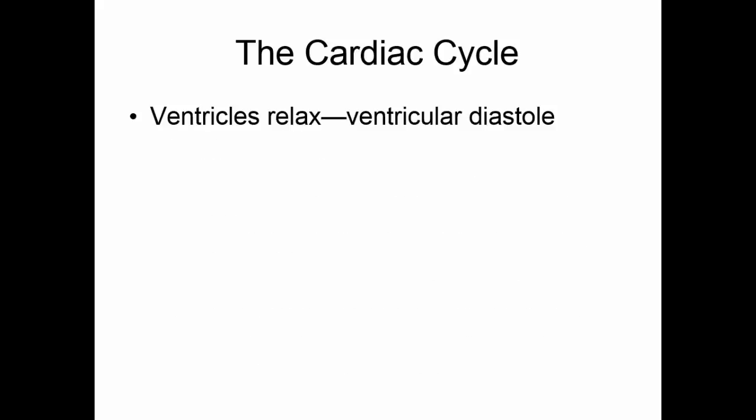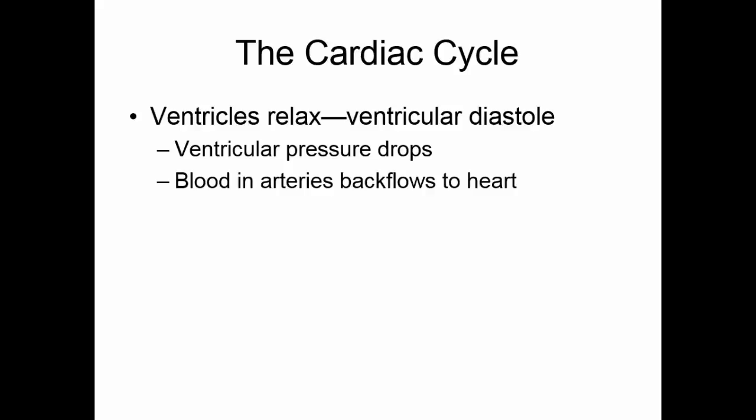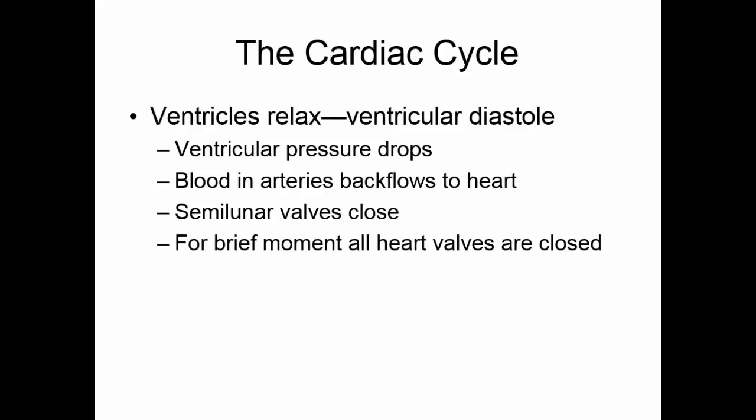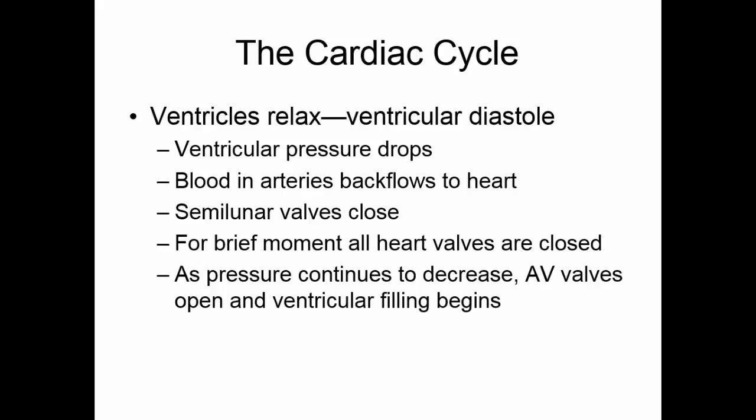As the ventricles relax, we go into ventricular diastole. The ventricular pressure begins to drop. Blood in the arteries wants to now backflow into the heart. This is when the semilunar valves close to prevent that from happening. For just a brief moment, the semilunar valves are closed and the AV valves are closed. But then as pressure continues to decrease in the ventricles, the AV valves fall open and that blood that has been pooling in the atria goes ahead and starts coming into the ventricles. And we start all over again.